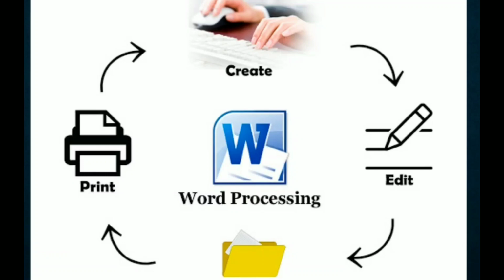So what is the process? First, we write and create a document. If we want to change something, at that time we will do editing. Then after editing, we will save. And the last is print if we need it. So this is the main work of word processing, what we usually do nowadays.